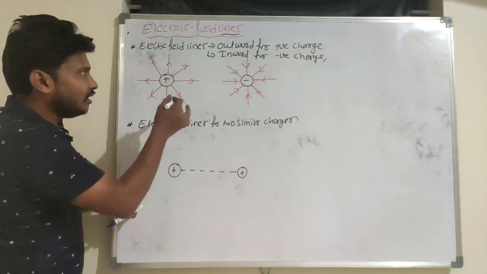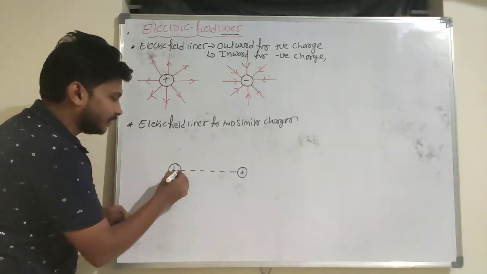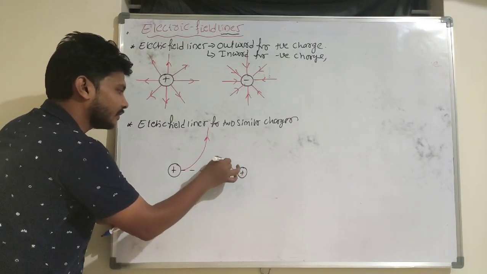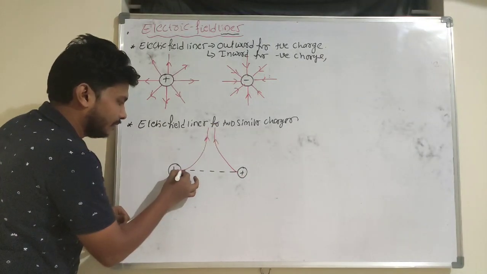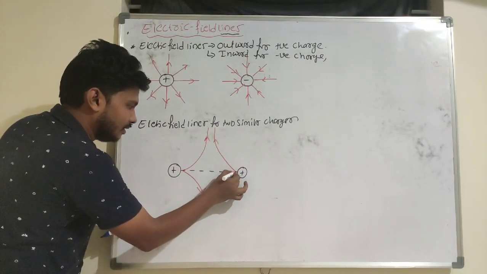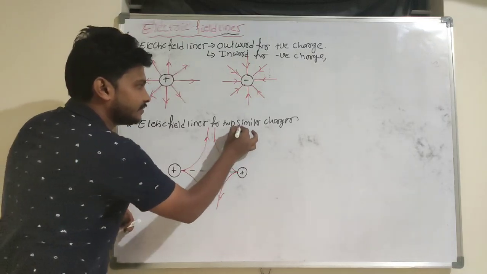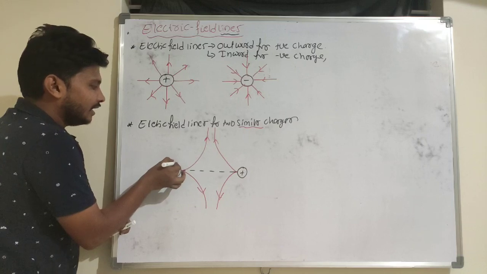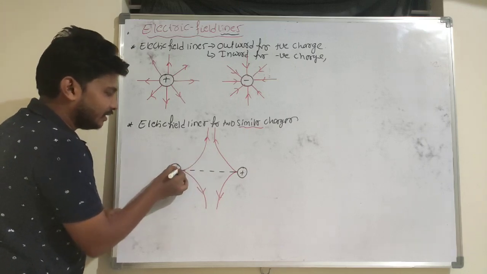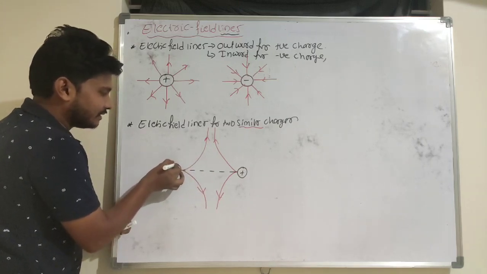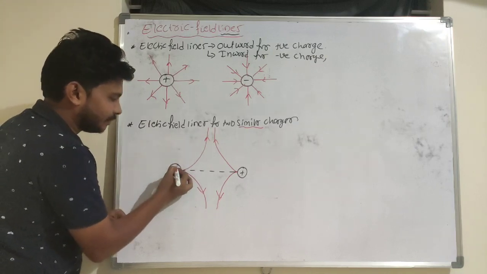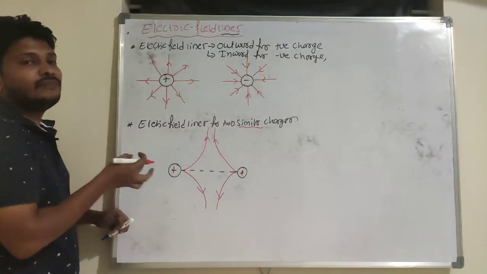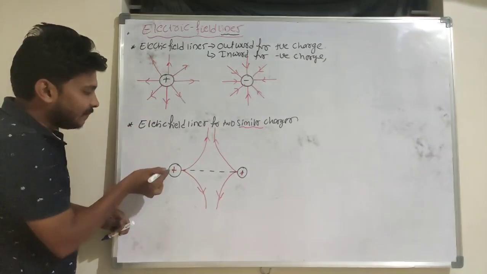Then what should be the direction of electric field lines here? For example, if it is a positive charge, these are all the direction of electric field lines for similar charges, I said. So this is the direction of electric field lines for the similar charges. For the similar charges, I will consider one is positive here, another one is also positive. So between that positive and positive, how are the electric field lines oriented here?